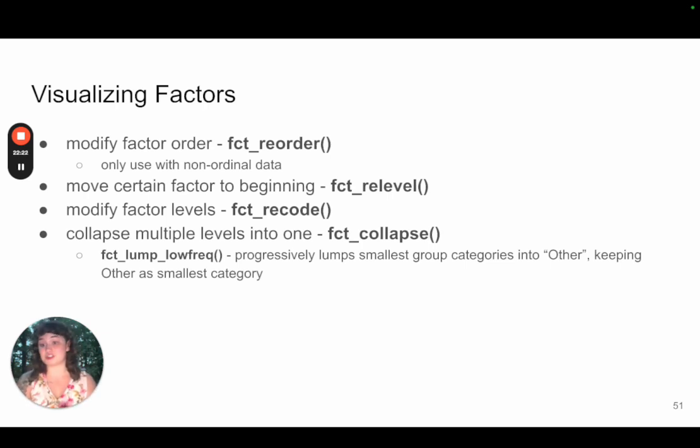You can move a factor to the beginning. So let's say NA or something is a value, you can move that just to be at the very front. You can modify your factor levels, you can recode them, and you can collapse different factors into smaller units, so that you can collapse them into smaller numbers of categories.